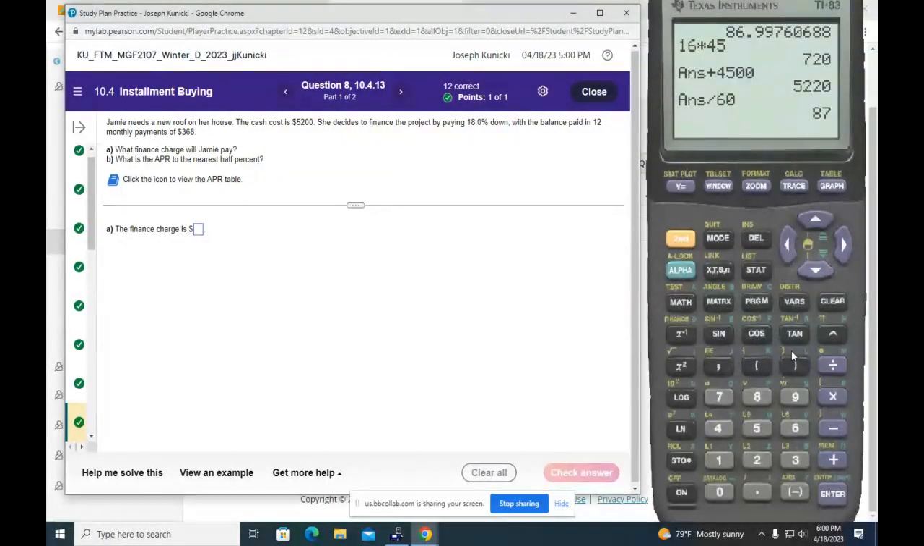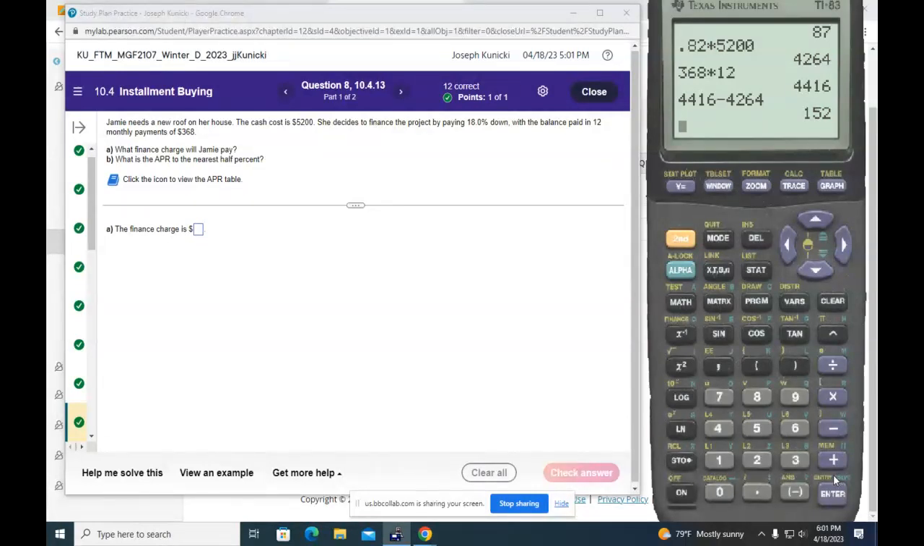She paid 18% down. Right. So if I take 82% times 5,200, that's what she borrowed. She borrowed 4,264, and she paid off 368 times 12, which is 4,416. So the difference is 4,416 minus 4,264. Her finance charge was $152.